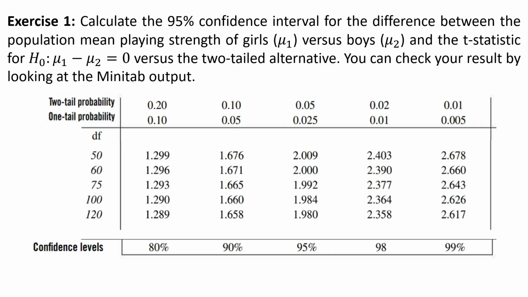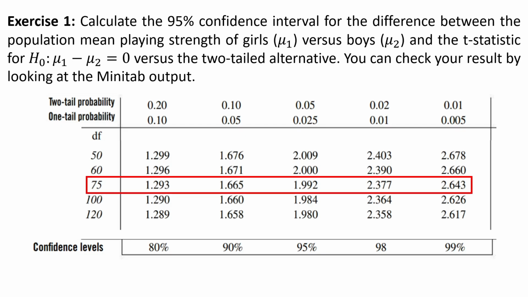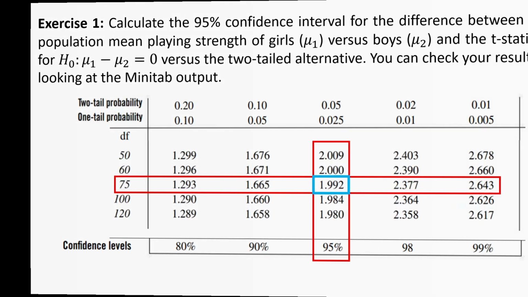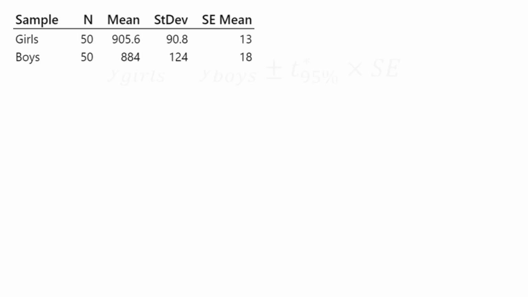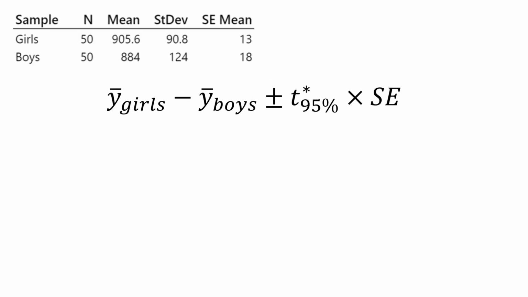Right, so to calculate the confidence interval, we need a critical value. We're given that the degrees of freedom is 89. The best we can do is to estimate the critical value using 75 degrees of freedom in our table. It's a 95% interval, so the critical value is 1.992. So plugging all that in, here we have a point estimate for the difference between the population means, plus or minus critical value times the standard error.